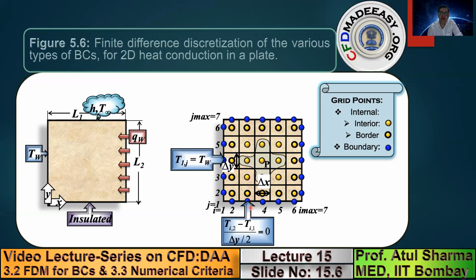Now if you apply Fourier law of conduction, it is equal to minus k dT/dy is equal to 0. Basically, we have to obtain a linear algebraic representation of dT/dy, because minus k dT/dy is equal to 0 gives you dT/dy is equal to 0 at this bottom wall. Basically, we have to obtain an algebraic representation of dT/dy at j is equal to 1.